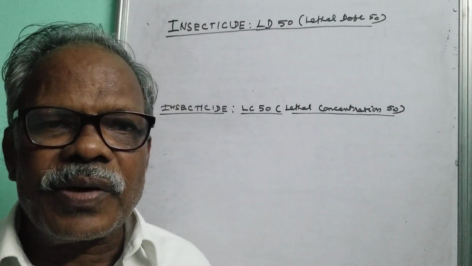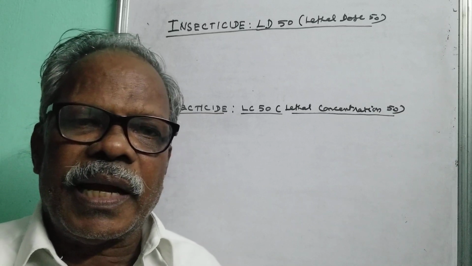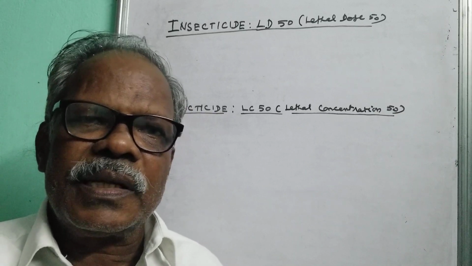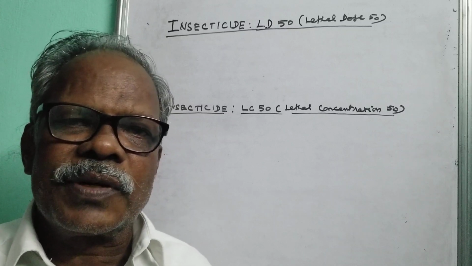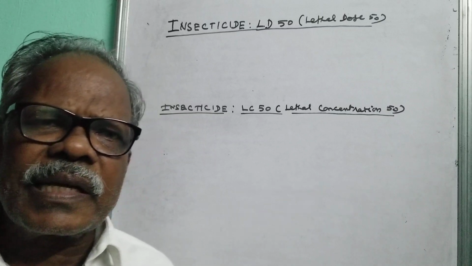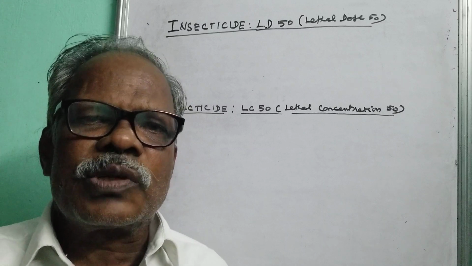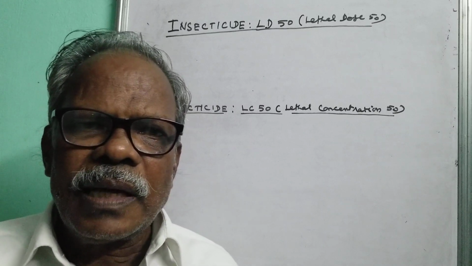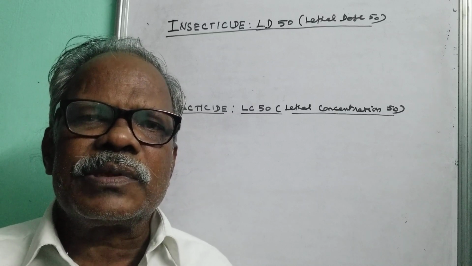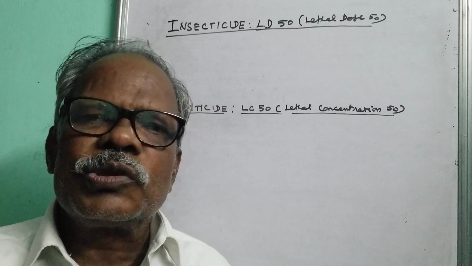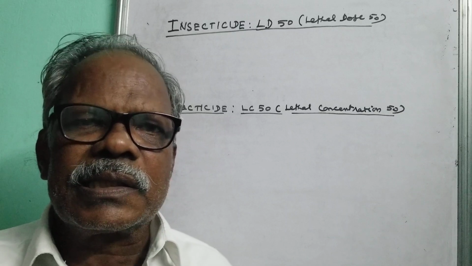The topic chosen for today's discussion is lethal dose 50 and lethal concentration 50. These two small topics we are going to discuss in this video. Whenever a chemical is prepared, it refers to the toxicity of the chemical, and the toxicity kills the organisms or has some harmful effects on the organism. That is called toxicity.